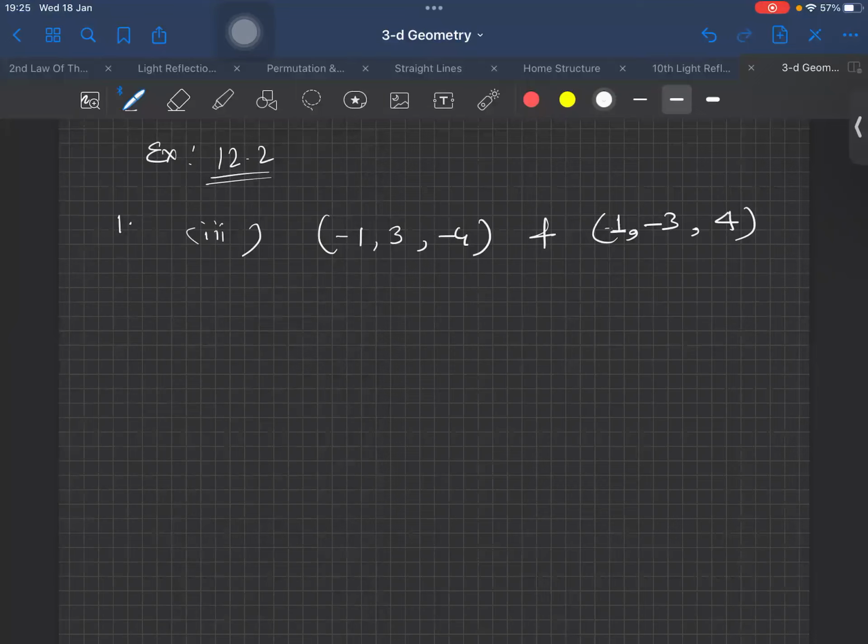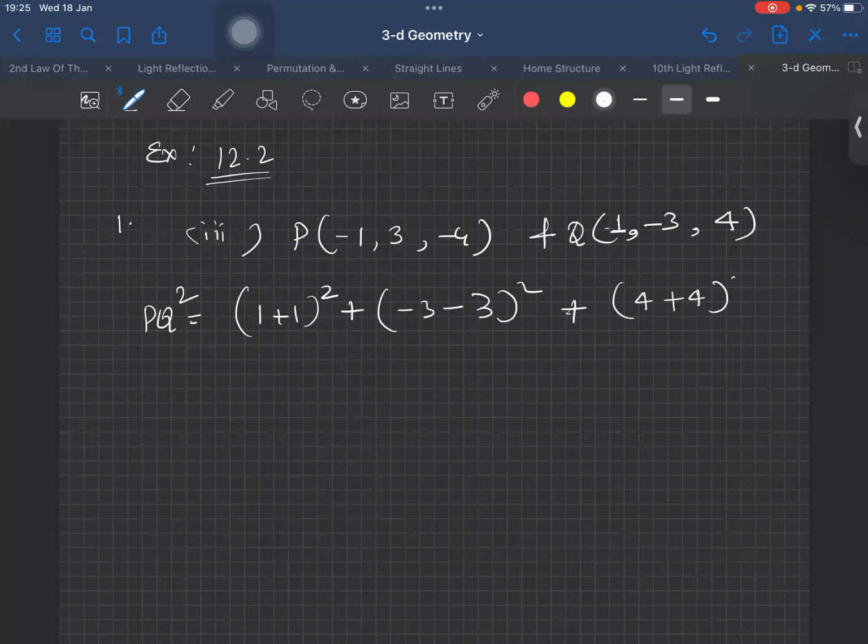So how will you find it? Let's say this is PQ. So PQ squared will be equal to (1 minus 1) squared plus (minus 3 minus 3) squared plus (4 minus 4) squared. Wait, so this will become 2 squared plus 6 squared plus 8 squared.